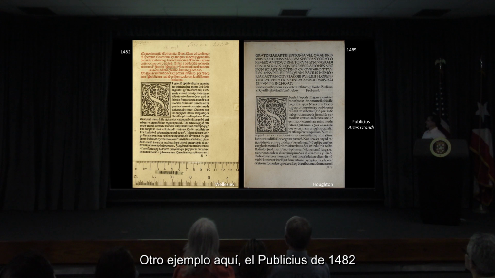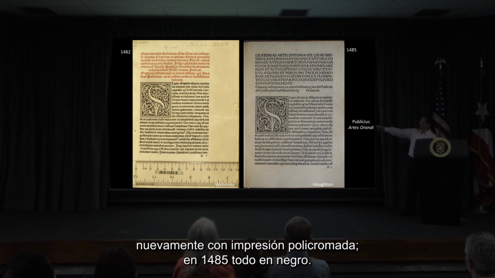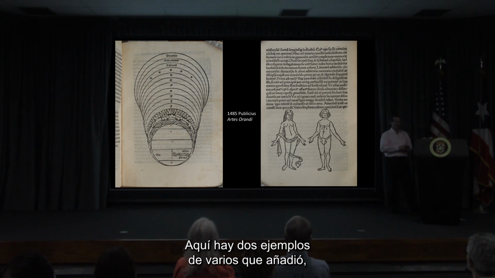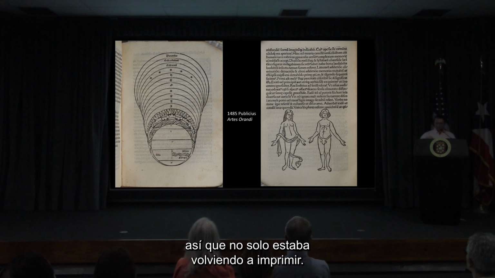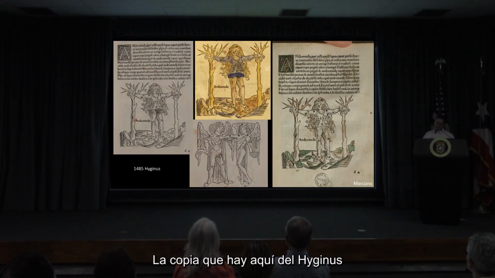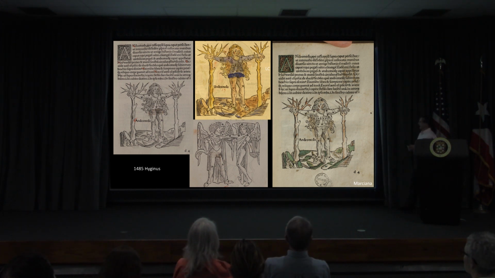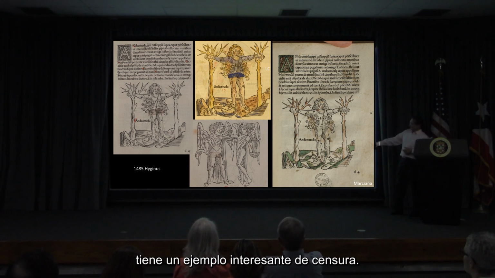Another example here, the Publicius, 1482, again, polychrome printing. 1485, all black. He added a number of woodcuts, again, as I mentioned, here two examples. He had several, so he's not just reprinting. The copy here of the Hyginus, we have two copies, by the way. This goes to the wealth of the collection.